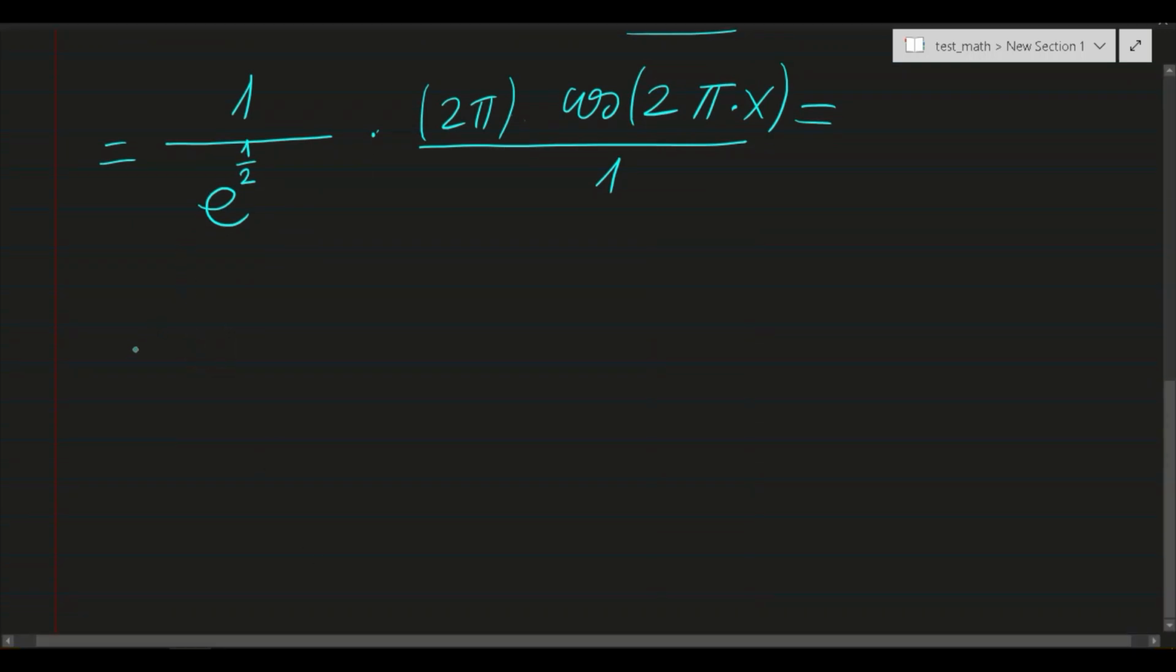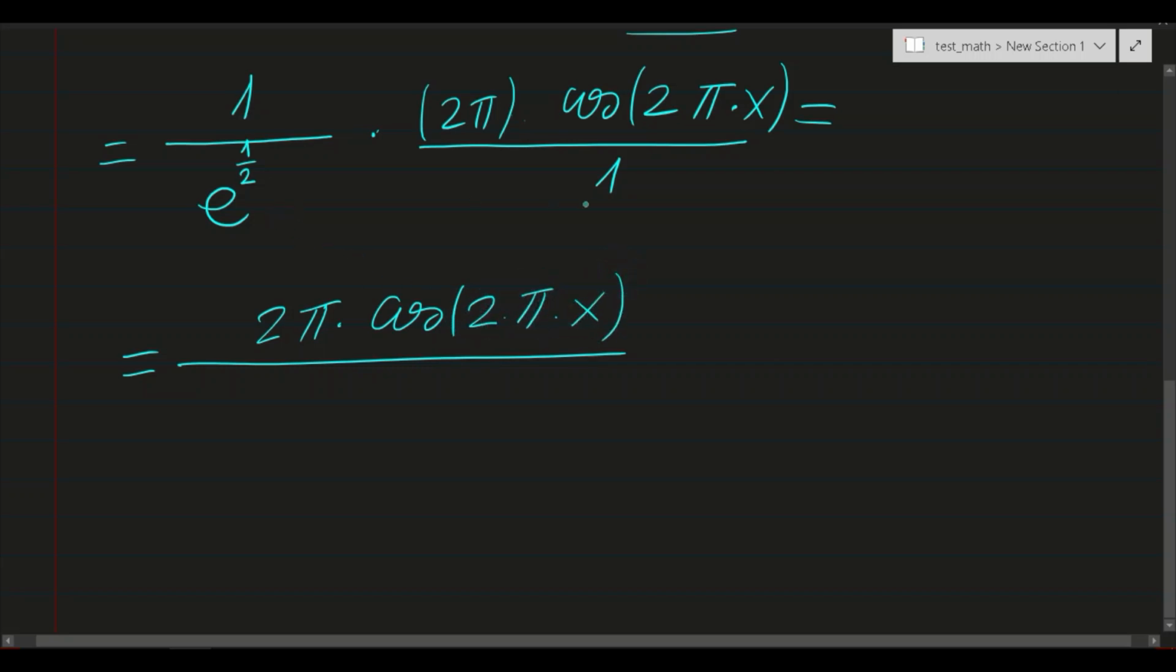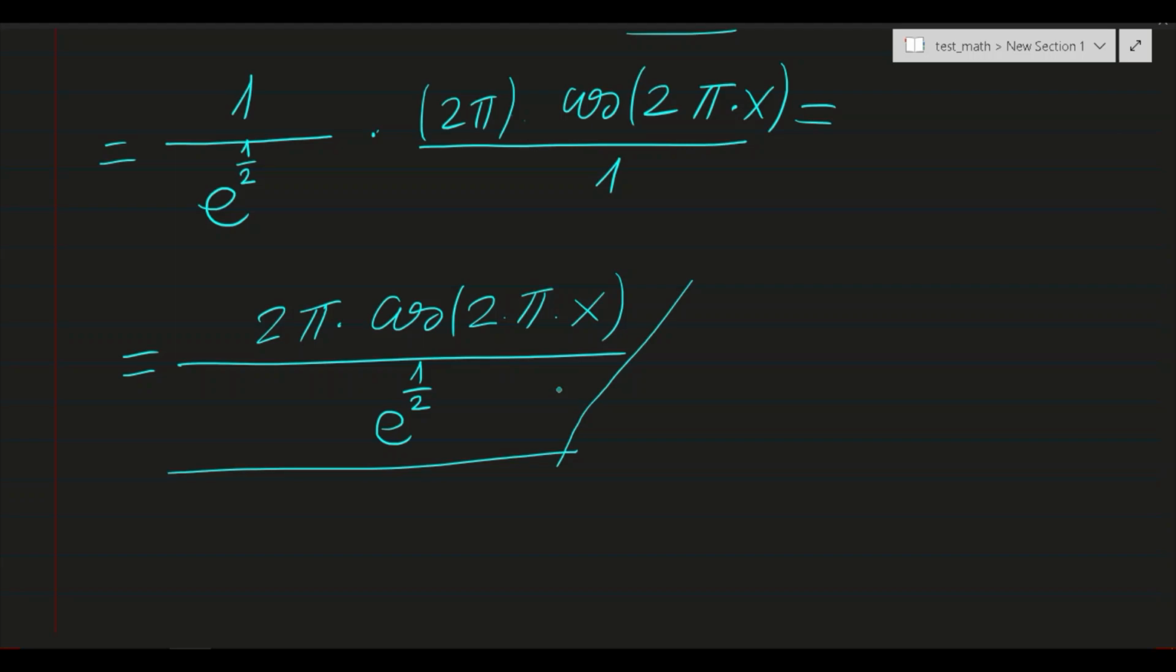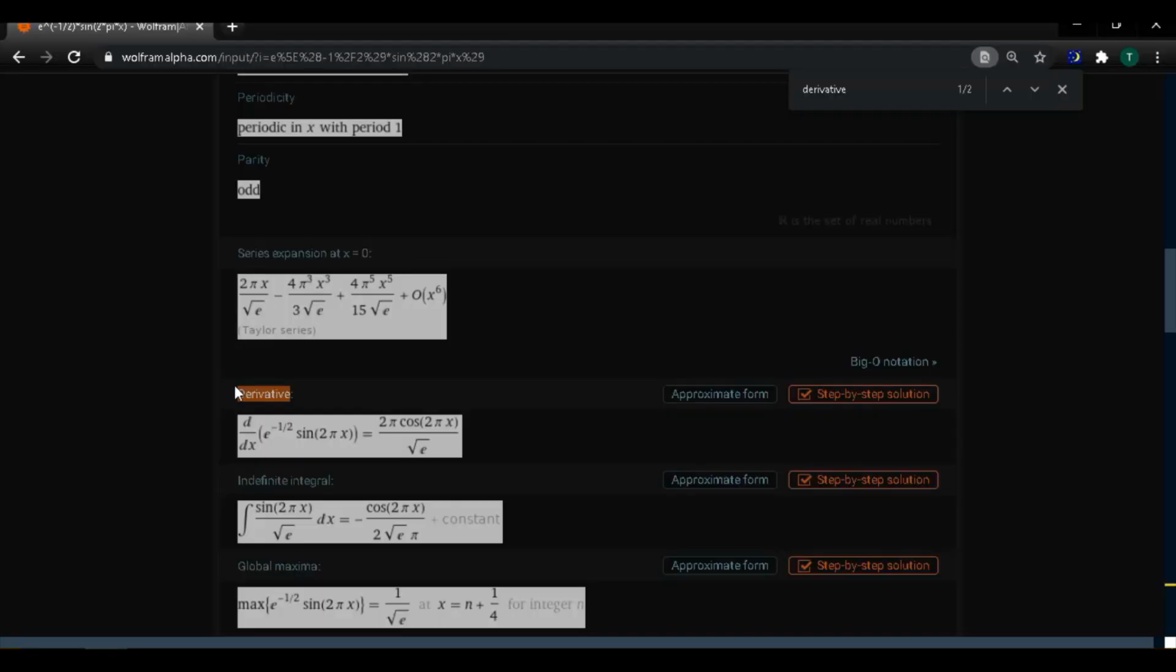Now we are going to multiply numerator with numerator and denominator with denominator. 1 multiplied by this whole expression stays the same, it does not change, because whatever number is multiplied by 1 is that same number. 2 pi cosine 2 pi x, and this, when multiplied, is the same. This is the result. Always remember, when you solve a derivative expression, I highly recommend trying it with Wolfram.